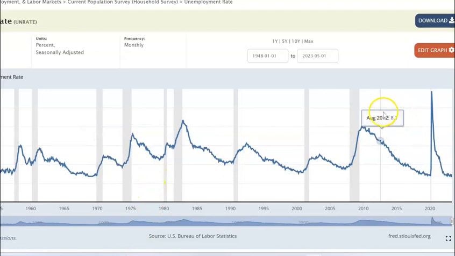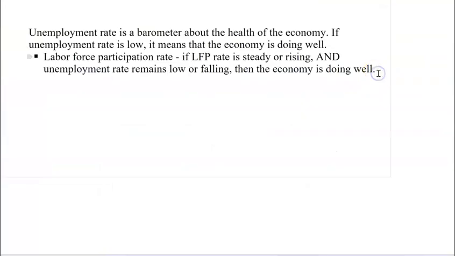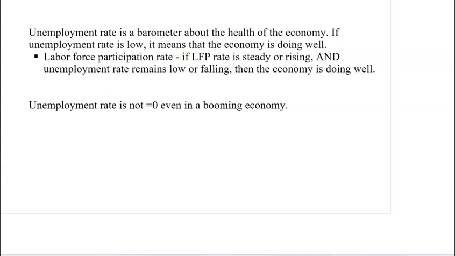The other times when the unemployment rate was very high, as you can see, were in the early 80s and during the Great Recession in 2009. So from that table, we can see the unemployment rate is not equal to zero even in a booming economy. Even if the economy is growing really fast and everything's great, the unemployment rate is not zero. And this is mainly because of two reasons. One is called frictional unemployment.